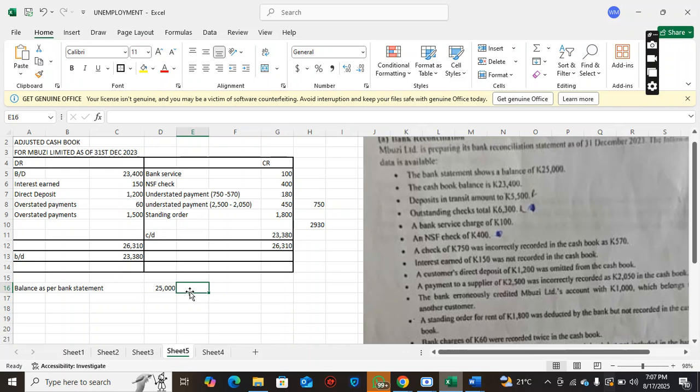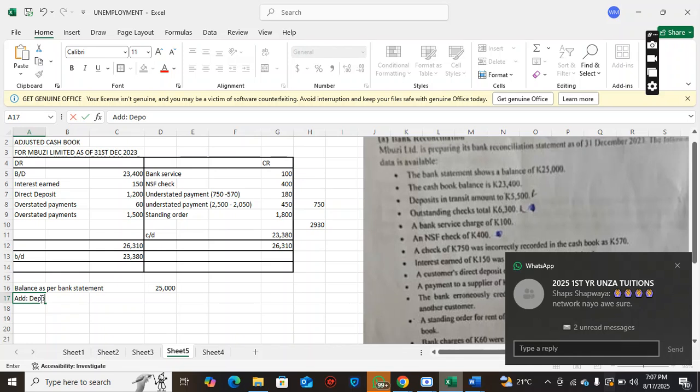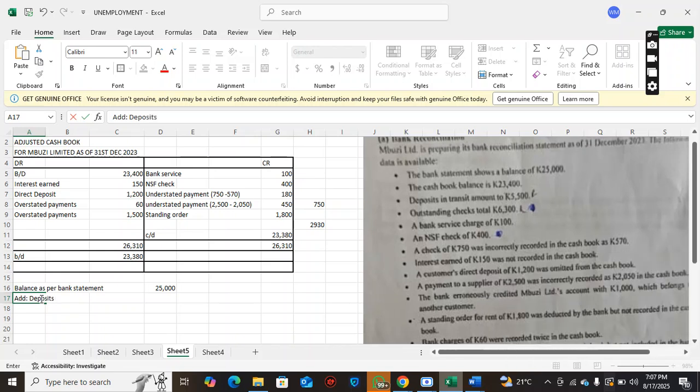All right. Then next we're going to add any uncredited checks or deposits in transit. Here we use deposits in transit. Network is a bit off. I hope everyone else's network is okay. So deposit in transit, 5,500.